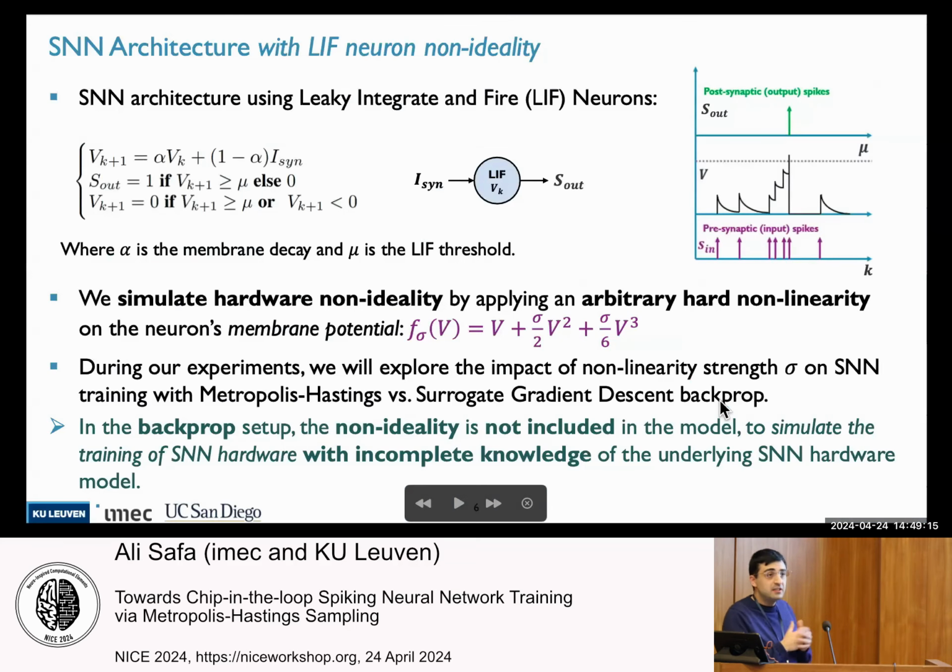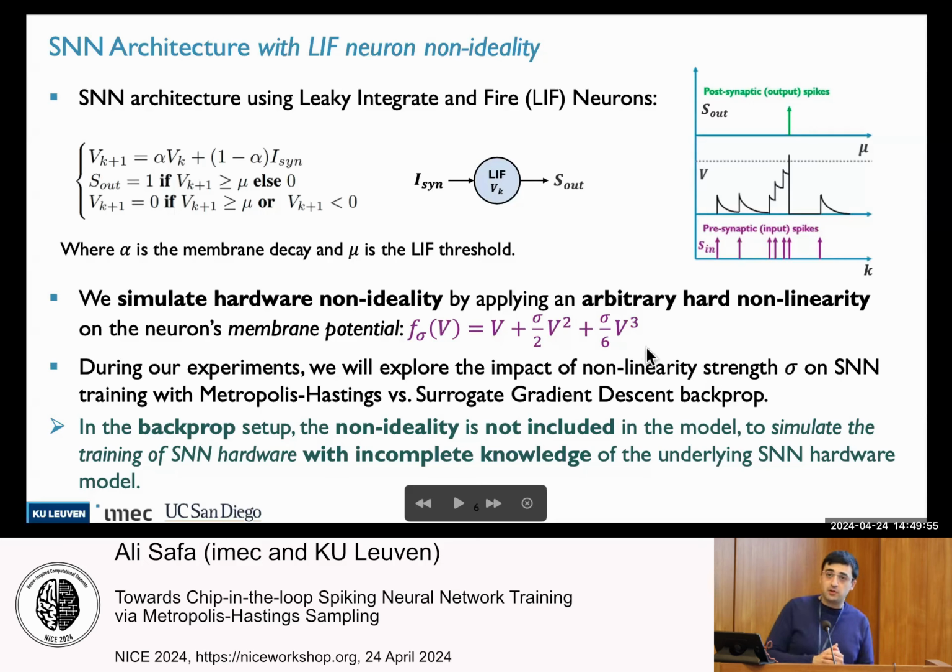In this work, we will use leak integrate and fire neurons in our SNNs, but quite importantly, we will modify the leak integrate and fire neurons so as to introduce a simulated non-ideality to the hardware that we're simulating here. The idea is that we introduce a form of distortion on the membrane potential of the leak integrate and fire neuron by using this nonlinear function. This function is an arbitrarily hard nonlinearity, so you can make its nonlinearity degree harder and harder by increasing this hyperparameter sigma here. It has a term to the squared and a term to the third.